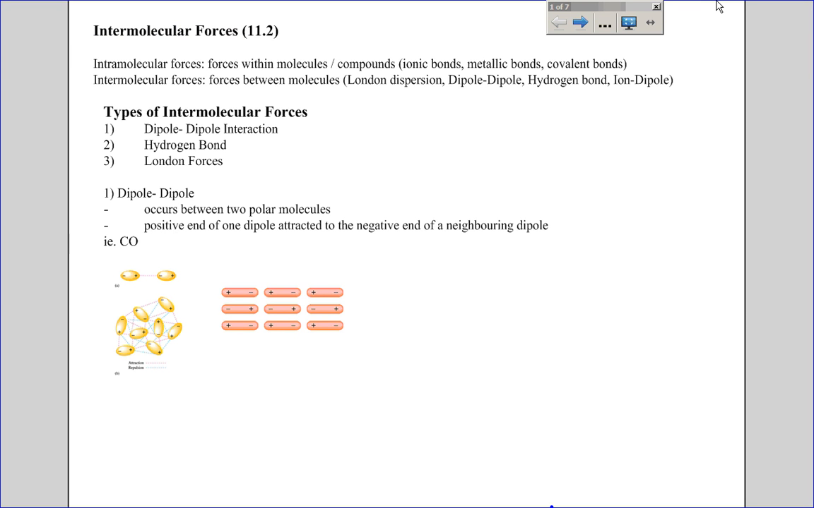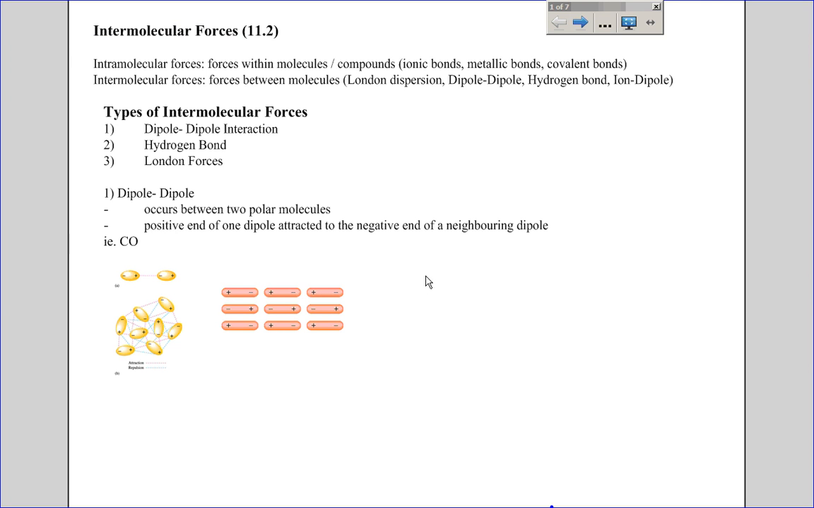Now, how we'll present them to you in the notes is from the easiest to identify to a little bit more difficult to identify. And that's the progression that I've chosen to present them to you. The first type of intermolecular force that we'll look at is the dipole-dipole force. And this occurs between two polar molecules.